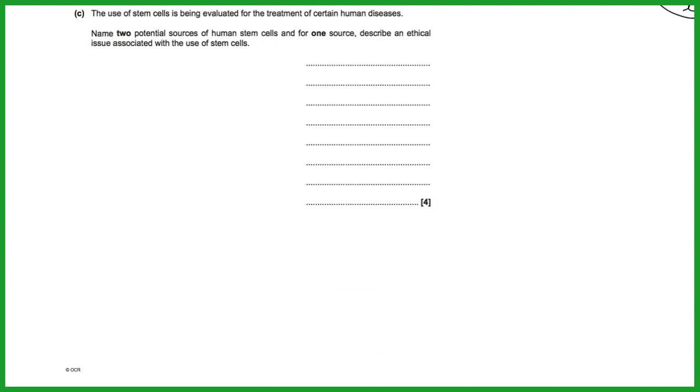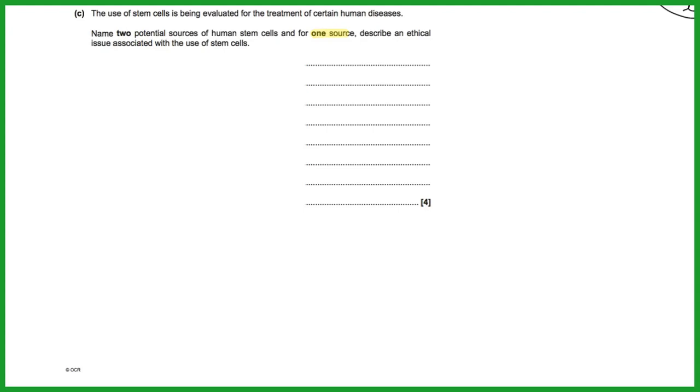Now, the use of stem cells is being evaluated for the treatment of certain human diseases. Name 2 potential sources of stem cells, or human stem cells, and for one of those sources, describe an ethical issue associated with the use of stem cells. Now, you've got to be careful with this answer. It's a 4-mark question. It's very easy to get 2. It's quite hard to get 4.